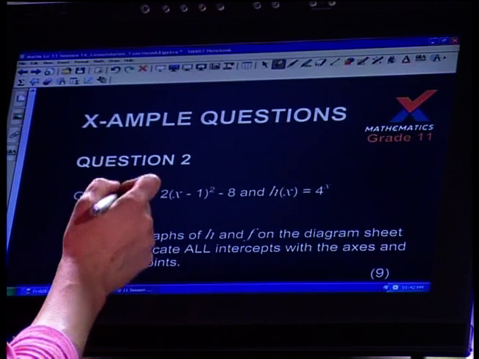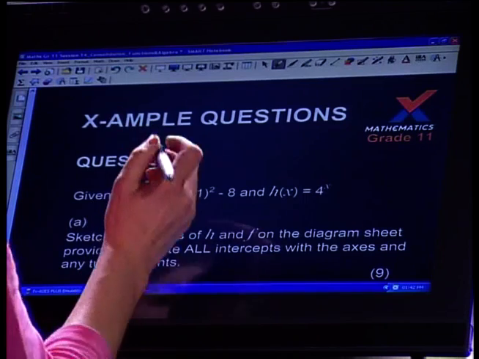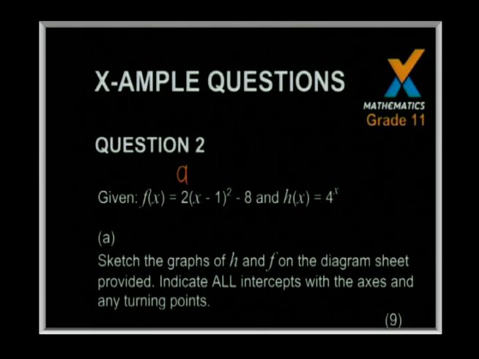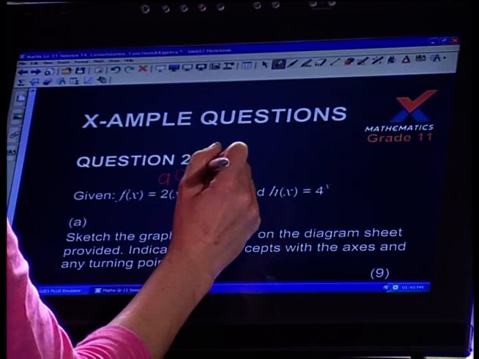It says given f of x is equal to 2. Now, remember, 2 is then the value of a. Couple of things that I can see from that. The fact that a is positive means that my graph will be a smiley parabola. It will have a minimum turning point. Okay. Then, remember the standard form is x minus p.